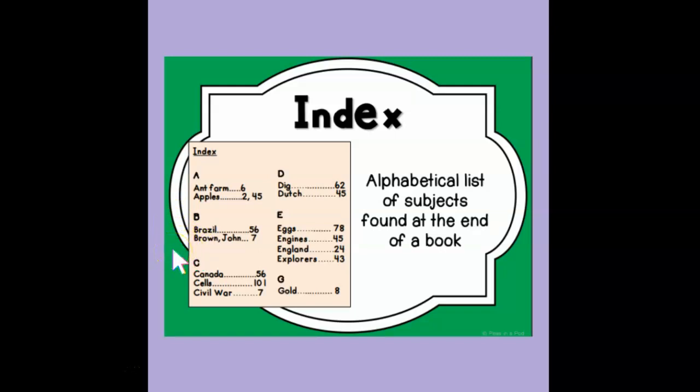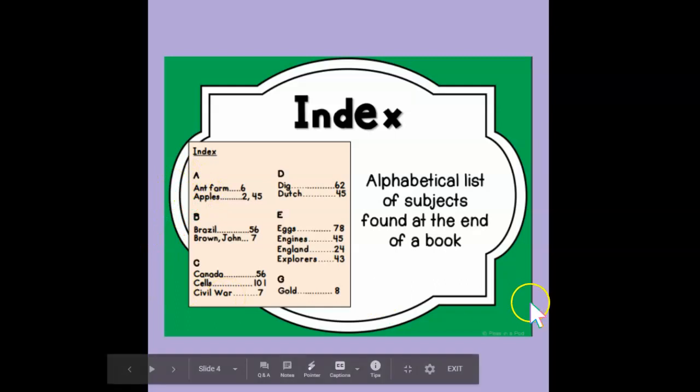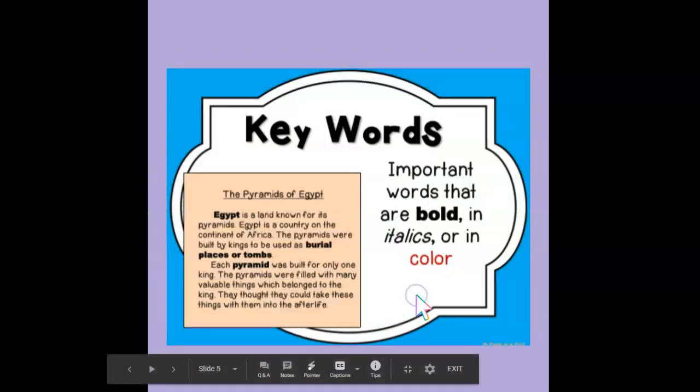All right, if you wanted to learn more about aircraft, you would go to the A's, and it would tell you about aircraft in that book. So the index will be different in every book.